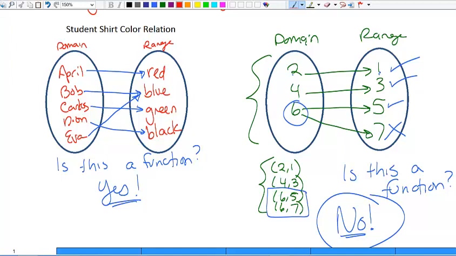For example, in our first one, if we have April is dating red, Bob is dating blue, Carlos is dating green, Dion is dating black, and Ava is dating blue, that means blue is two-timing. But that's okay in this case. So it is still, yes, a function because blue is in the range, and the range doesn't have to be on its best behavior. It's only the domain that has to be on its best behavior, being mapped to one. So in order to be a function, the domain cannot repeat.